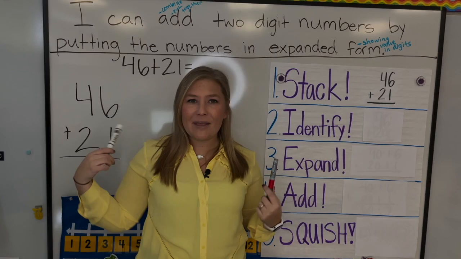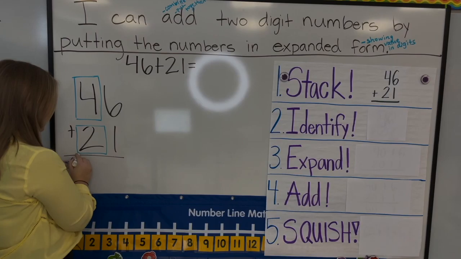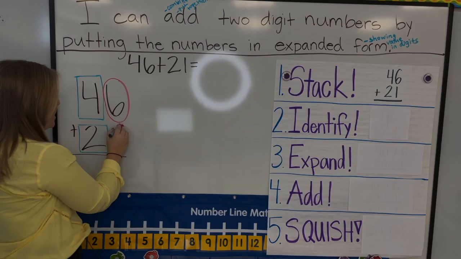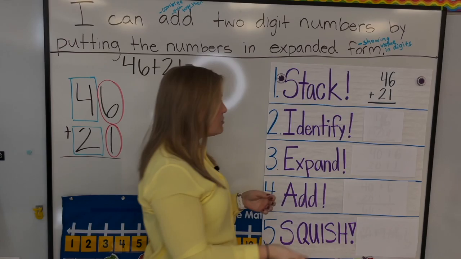So I see a four in the tens place in the number 46, a two in the tens place in the number 21, and a six in the ones place in the number 46, and a one. So I see right here already, I have my tens stacked on top of each other, my ones stacked on top of each other, and my work is looking really neat and nice and ready to go. And now I have completed step two, which is to identify.